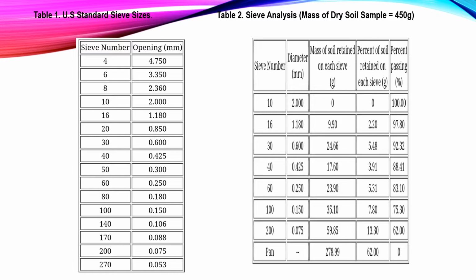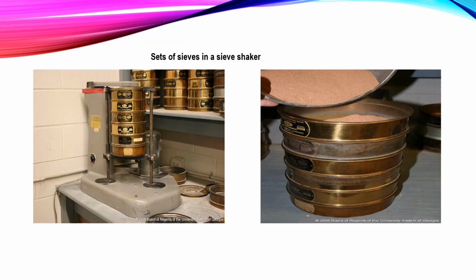When cohesive soils are analyzed, it may be difficult to break lumps into individual particles. In that case, the soil may be mixed with water to make a slurry and then washed through the sieves. Portions retained on each sieve are collected separately and oven dried before the mass retained on each sieve is measured. The results of sieve analysis are generally expressed in terms of the percentage of the total weight of soil that passed through the different sieves. Table 2 shows an example of the calculations required in a sieve analysis. So this is the set of sieves in a sieve shaker.